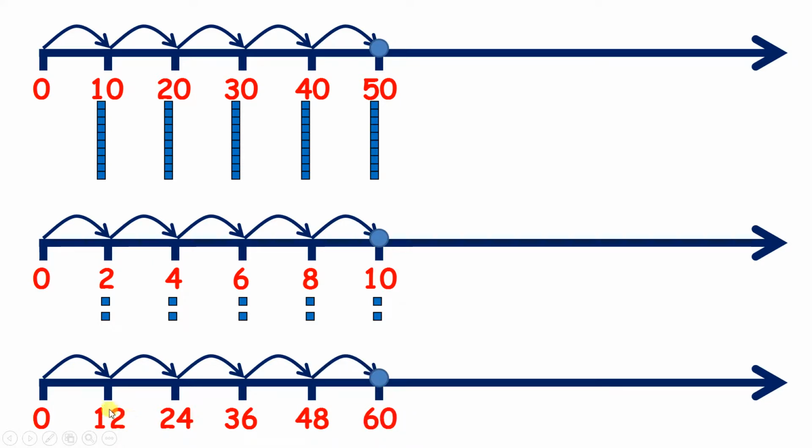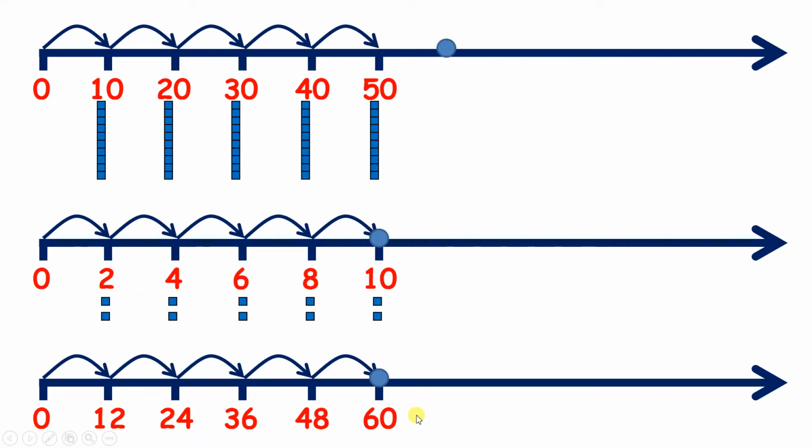Now what do you notice about our number line at the bottom? We have the numbers 12, 24, 36, 48 and 60. So, at the bottom, we're counting in steps of 12. We're adding 12 each time. And that's because 10 plus 2 is 12. So when you add your 10 times table and your 2 times table, you get your 12 times table.